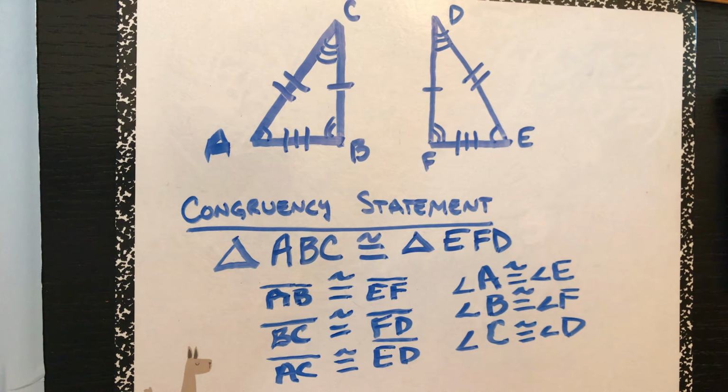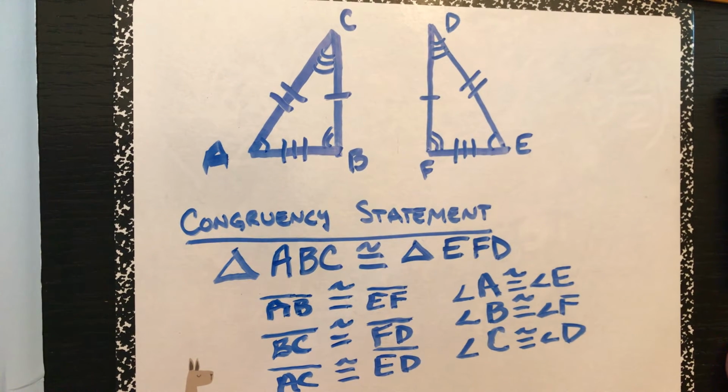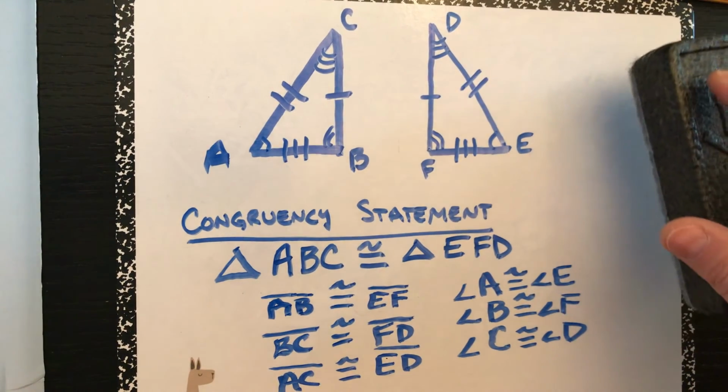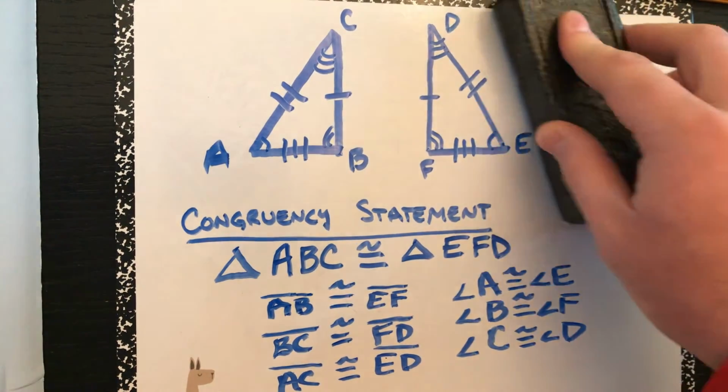And now, we know that if two angles of one triangle are congruent to two angles of another triangle, then the third angles in both triangles must be congruent. That's called the third angles theorem. You can take a look at that on the notes. But I wanted to do just a couple really easy examples.